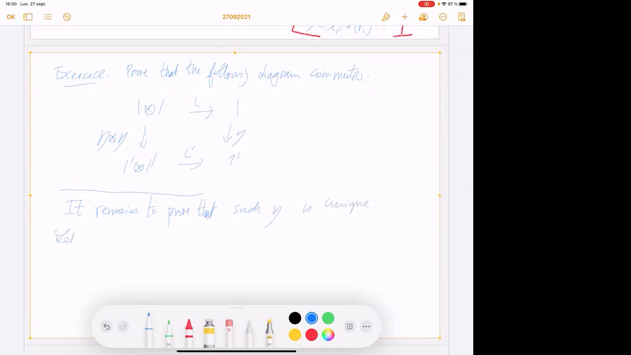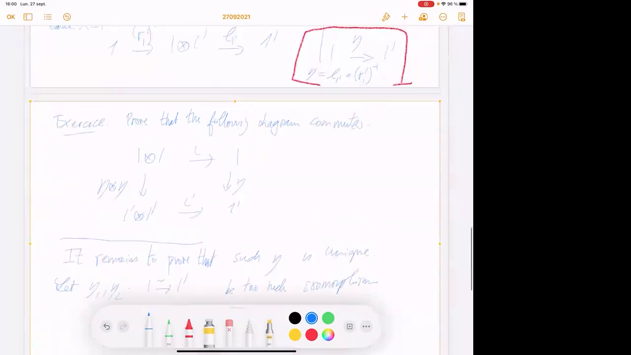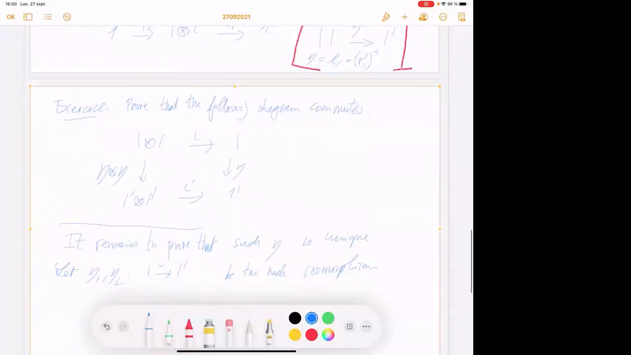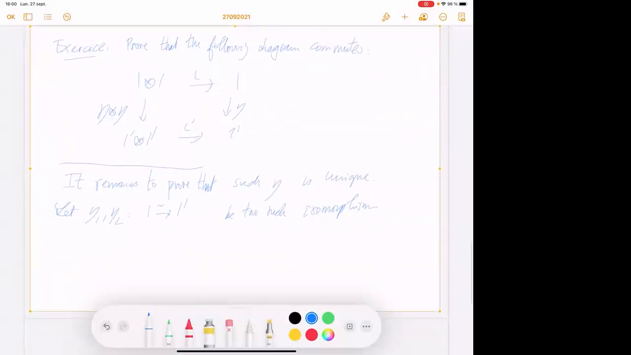So let eta 1, eta 2 from 1 to 1 prime be two such isomorphisms. By such, I mean as above. And then you consider, so this is long. Then you consider B equal eta 1 inverse composed with eta 2.